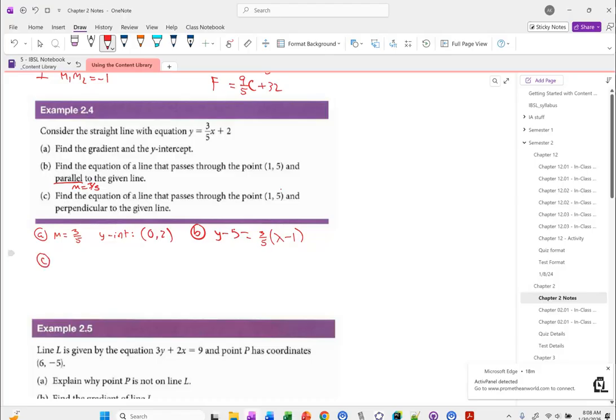Part C says, find the equation of a line that passes through the point (1, 5) and is perpendicular to the given line. What do we need to get from this? The slope. What would the slope be? Yes, -5/3 because it's perpendicular.